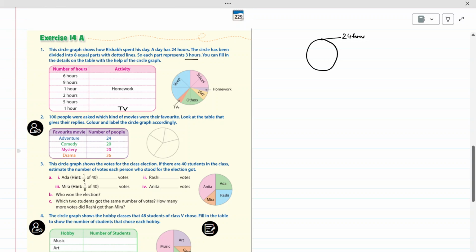After 1, which is the next bigger part? This is play. So here he is playing for 2 hours. I am writing play here. And then we have 5 hours. This others is representing 5 hours here. I am writing others here. 9 hours is the biggest one. The biggest number is 9. This is the biggest part here. So for 9 hours, he is sleeping. And for 6 hours, he is going to school. So on the basis of the data given to us in the circle, we have done this part.